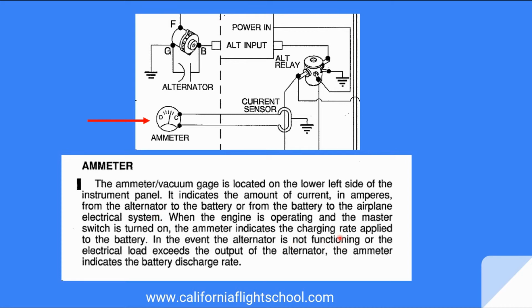When the engine's operating and the master switch is turned on, the ammeter indicates the charging rate applied. If the alternator is not functioning or the electrical load exceeds the output of the alternator, the ammeter indicates the battery discharge rate. The battery being discharged will at some point lead to the low voltage light coming on, and that gives you a warning that your alternator is not producing adequate output.